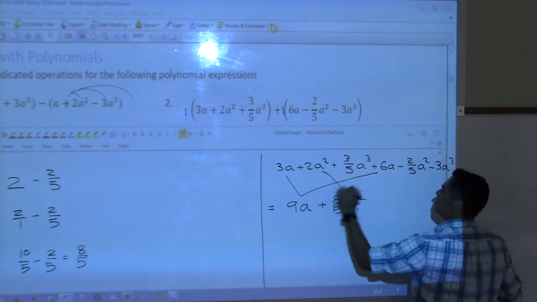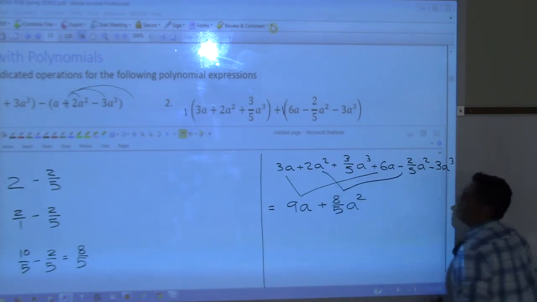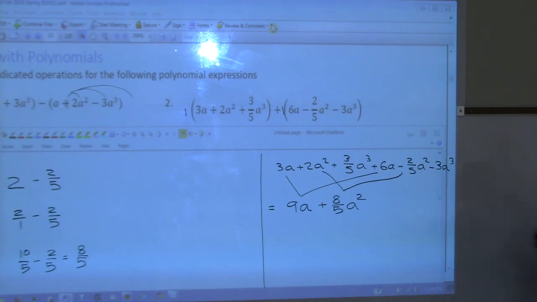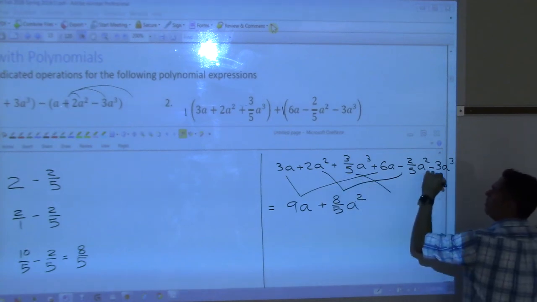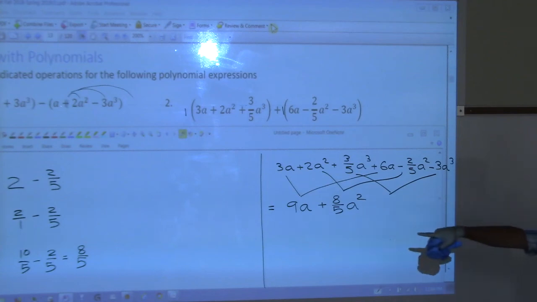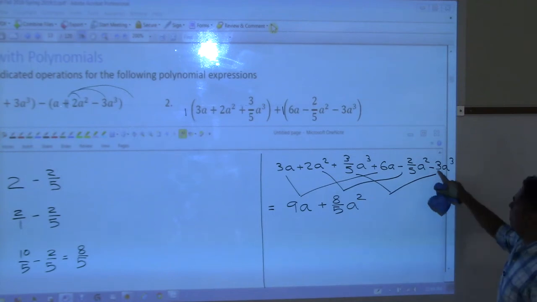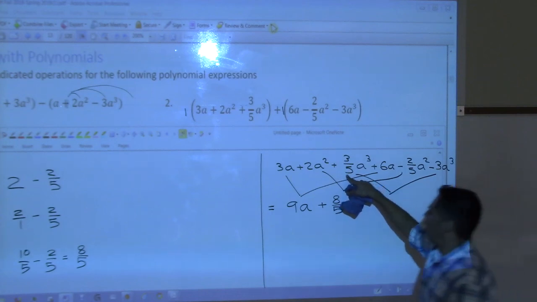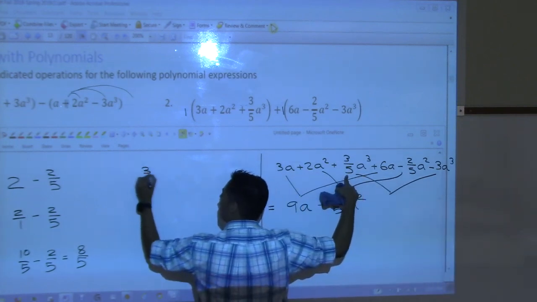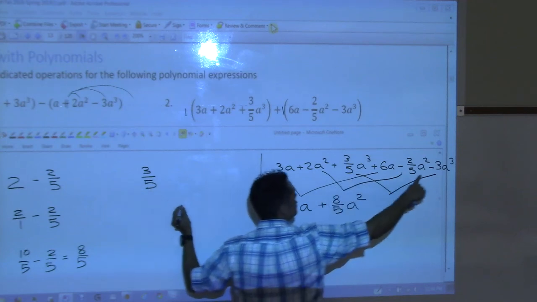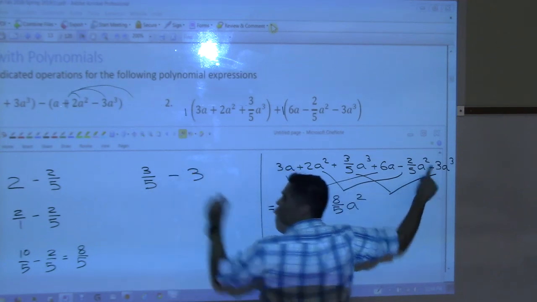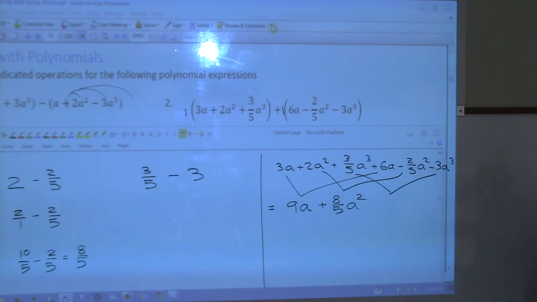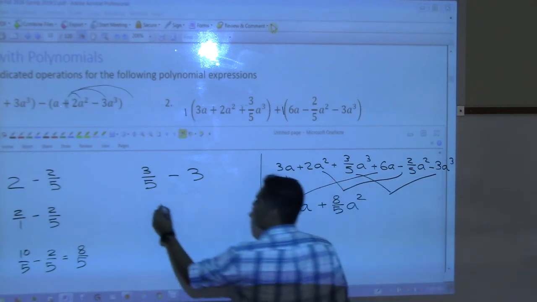Okay. That was for the a squareds. That was this one and this one. And now we have to do the a cubes, which will be this one and this one. So what arithmetic do I need to do over there? Negative 3 over 1, and this together, right? Yep. So I can write that different ways. I'm going to write it this way: 3 over 5, and I'm going to take away 3. Does that make sense? And then I'll rewrite the 3 as 3 over 1.